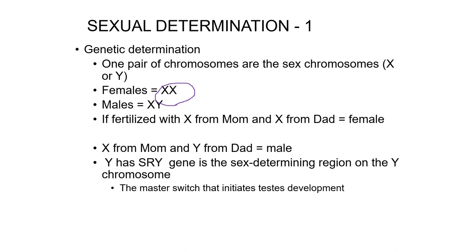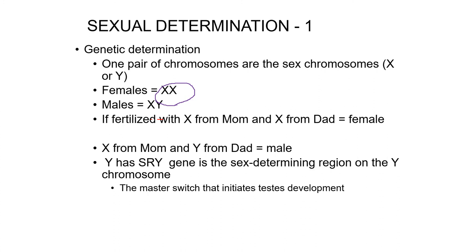So take a look at the female genotype, or the female genetic makeup, and it is an XX. And then take a look at the male genetic makeup, and it's XY. So everybody on planet Earth has an X chromosome.